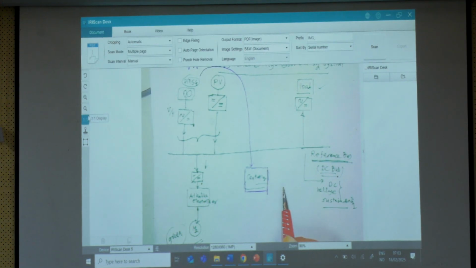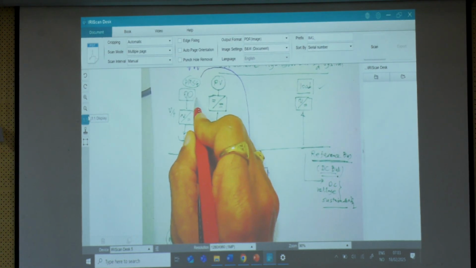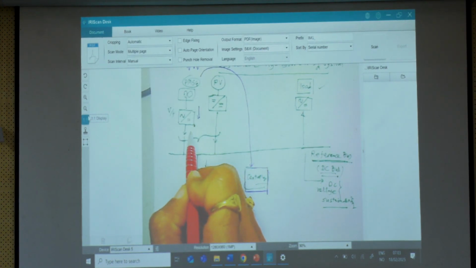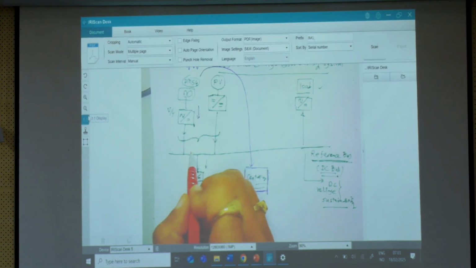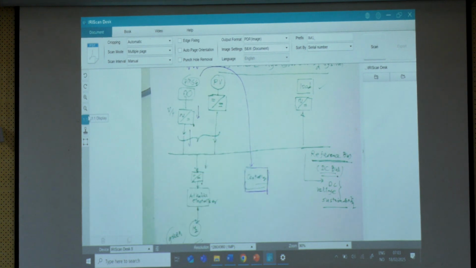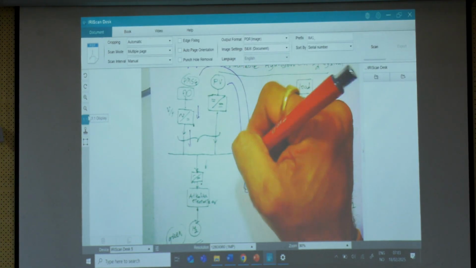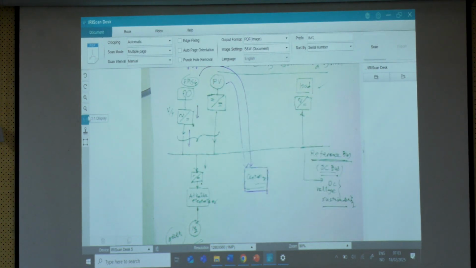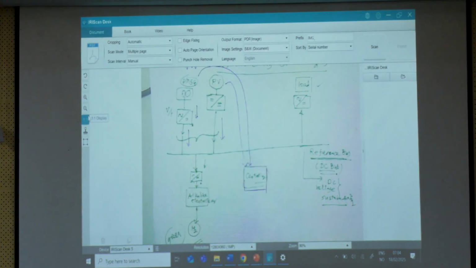Based on that incident wind speed, we can predict, using the technical characteristics of the wind turbine, how much energy is going to be available from the wind turbine over the next few hours. Similarly, for the photovoltaic, we need to estimate, based on the incident solar radiation, how much photovoltaic power output is going to be there.